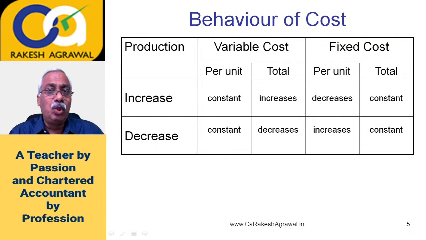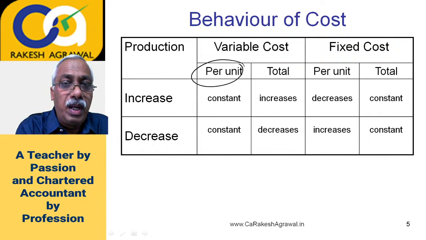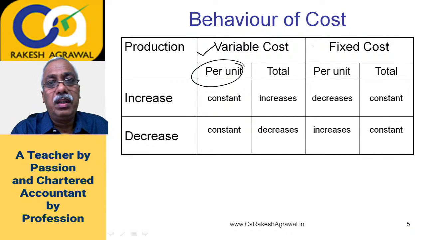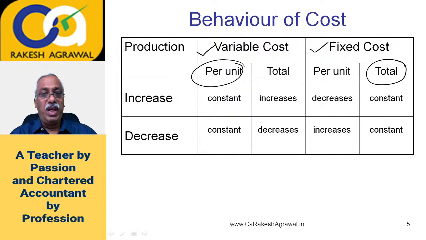So my dear friends, there are two constants in marginal costing. What are these two constants? Variable cost per unit is constant and fixed cost total is constant. And to solve every question, you have to find out these two constants first. From the data given in the question, you have to find out variable cost per unit and fixed cost total.